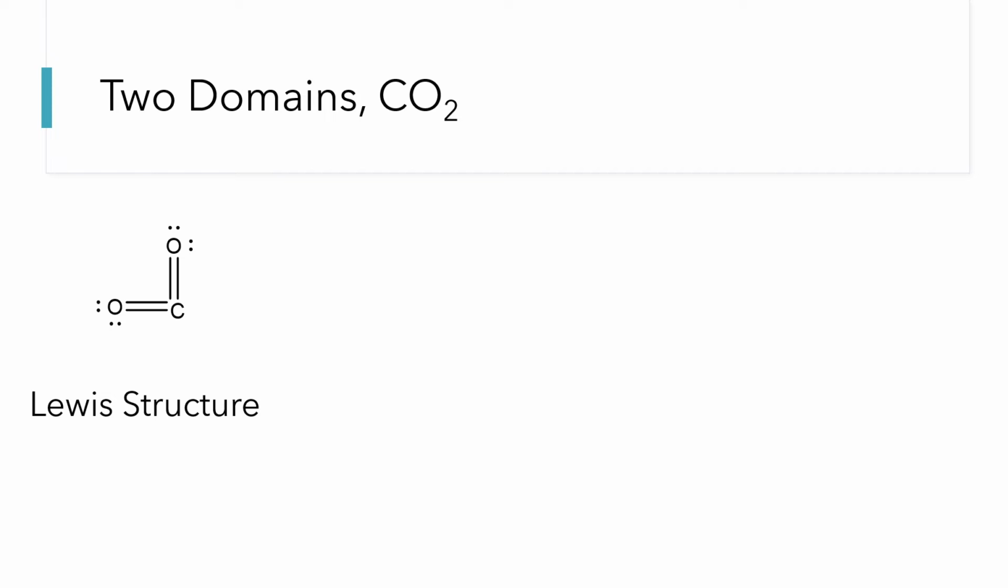So if we focus on the central atom, and that's what we're always going to focus on with VSEPR structures, we're going to focus on that central atom. If we look just at that central carbon atom, we'll see that it has 2 domains. One domain is this double bond, and the other domain is this double bond. So with 2 domains, if we go to draw the VSEPR structure, let's start with that central atom, and then the first domain we can draw anywhere. So I'm just going to draw it over here.